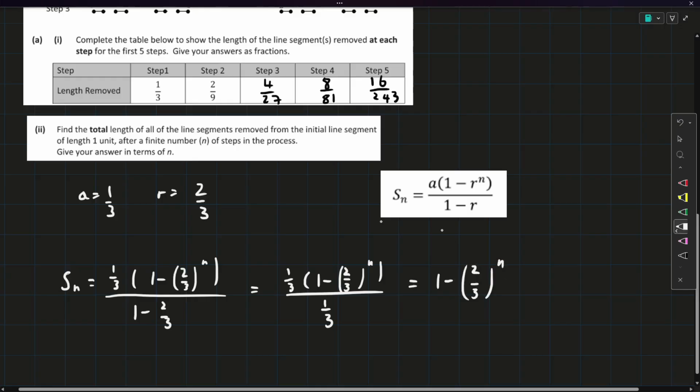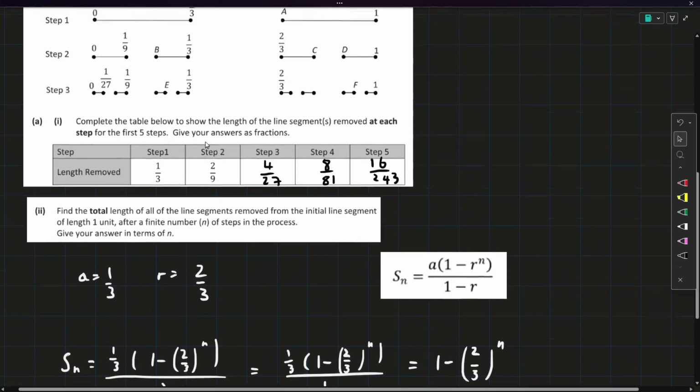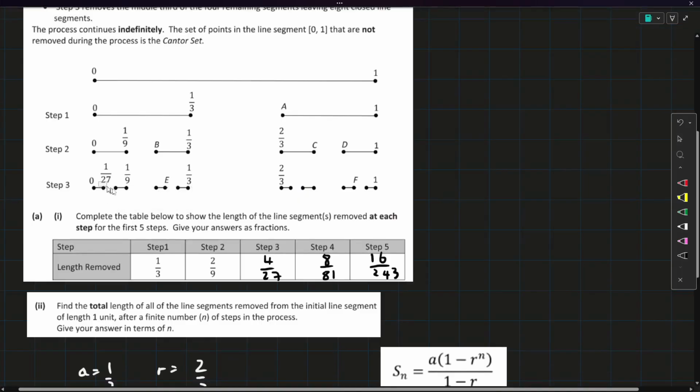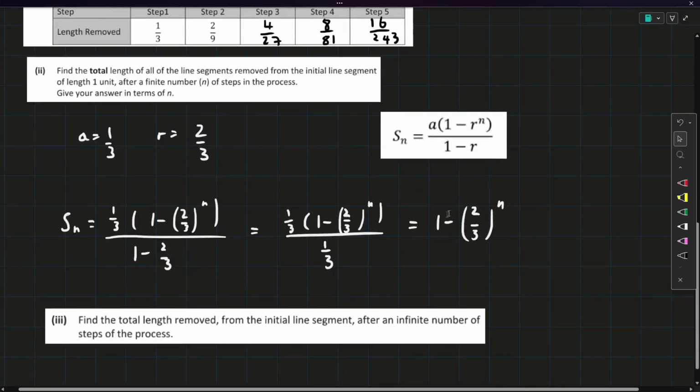And then we're told to find the total length removed after an infinite number of steps in the process. So it should make sense that, I suppose, as we remove more and more lengths, the total length that we're left with is getting smaller. And after an infinite number of steps, we basically have no length left, because we keep taking out length. And that's supported by the formula. As n gets bigger and bigger, this term gets closer to 0. So then the amount that we've removed, which is Sn, gets closer and closer to 1.